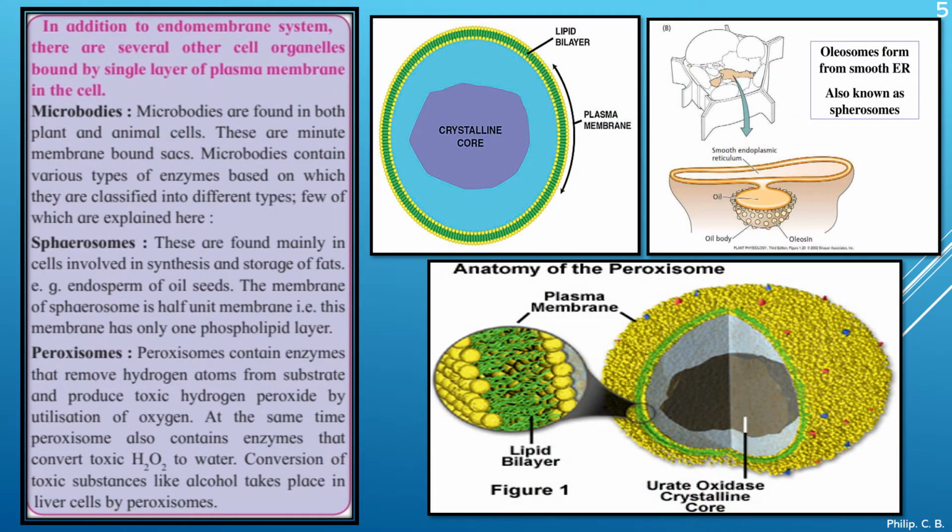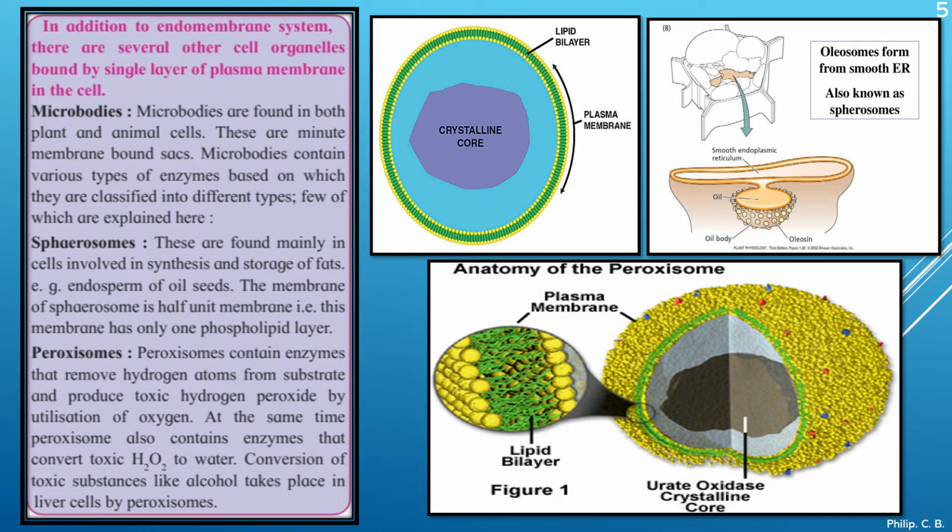Now moving further, a little bit of additional information here. In addition to the endomembrane system, which we have learned very clearly in the previous video, part 2 of the cell organelles, there are several other cell organelles bound by a single layer of plasma membrane in these cells. Whatever we learned in the previous video was about endoplasmic reticulum, Golgi complex, lysosomes. Other than that, there are a few more. Which are those? Those are microbodies.